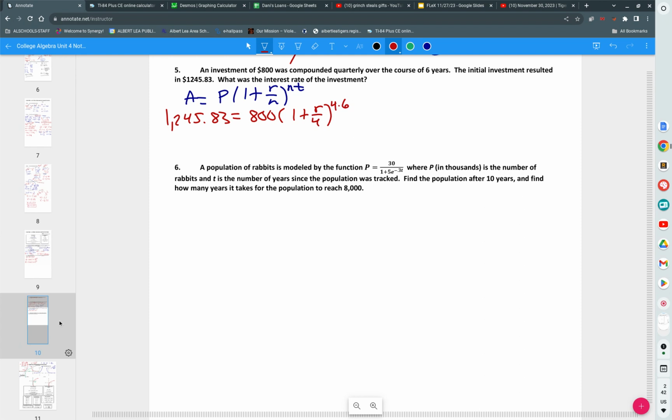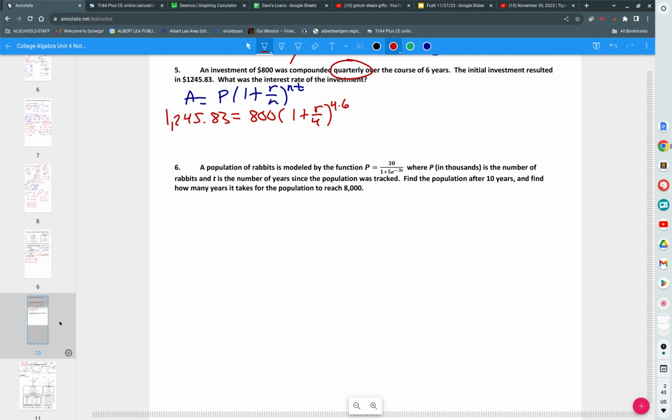Okay, let's pause there. I've got the $1,245.83 off to the left-hand side. I have the principal at 800. I have 1 plus r over 4. Why do I have 4 in the denominator? Compounded quarterly, so that means 4 times a year, so I put 4 there. And then I get 4 times 6, because it's 4 times a year for 6 years, so it gets compounded a total of 24 times.